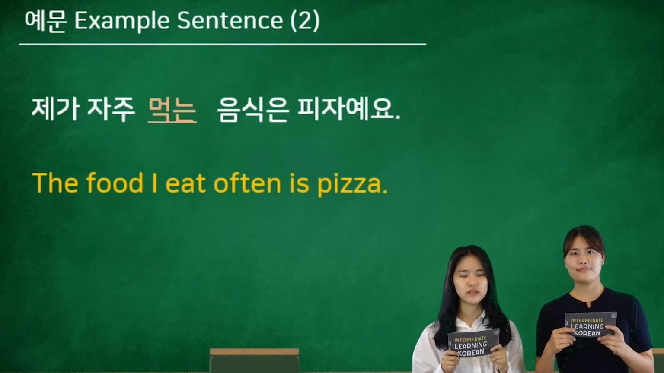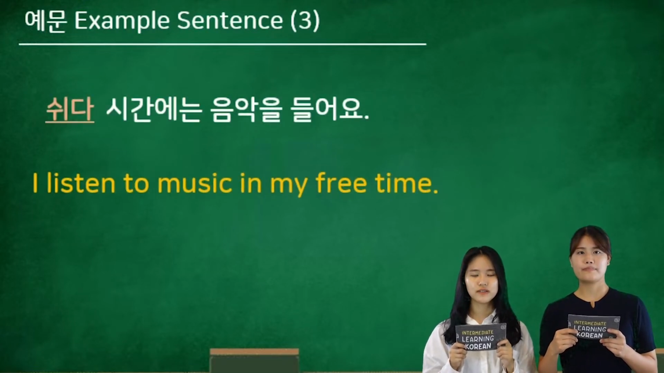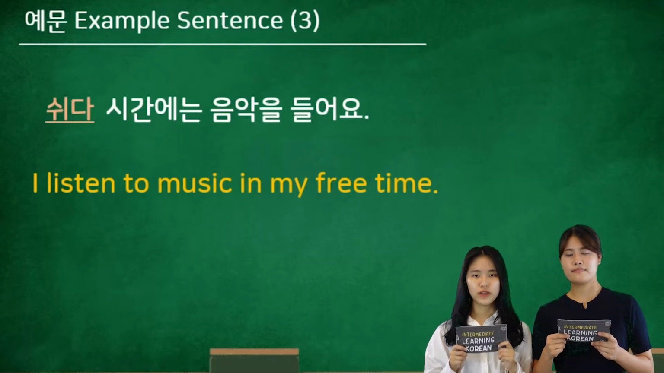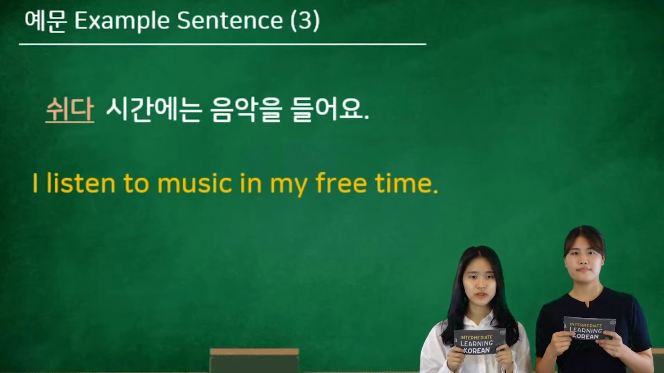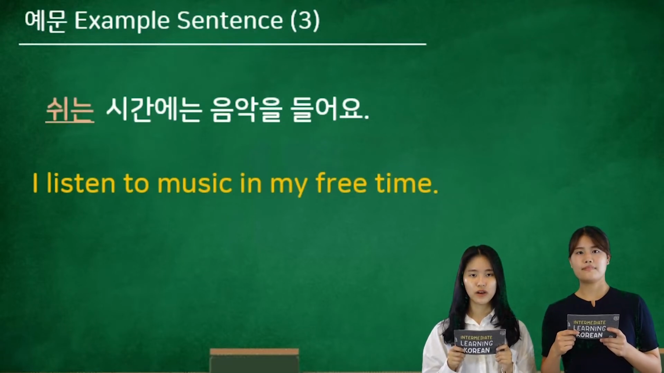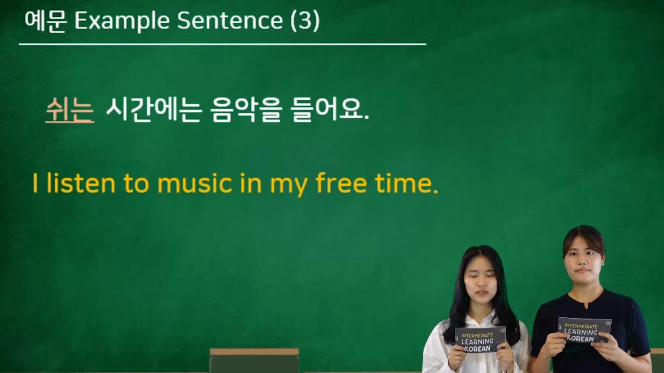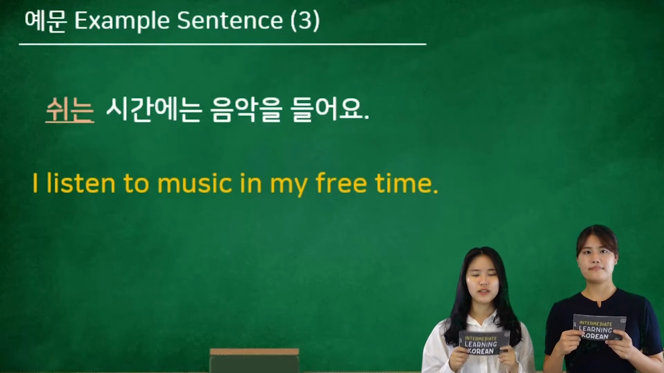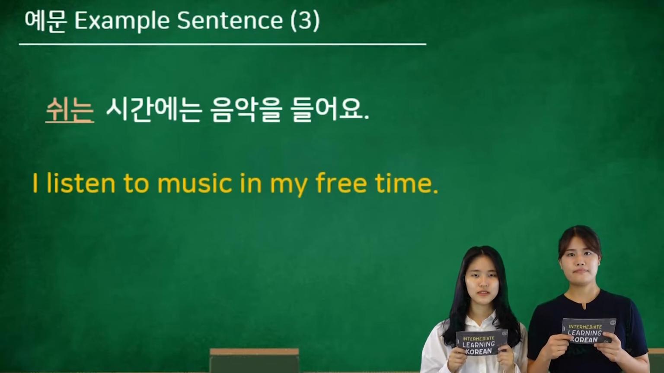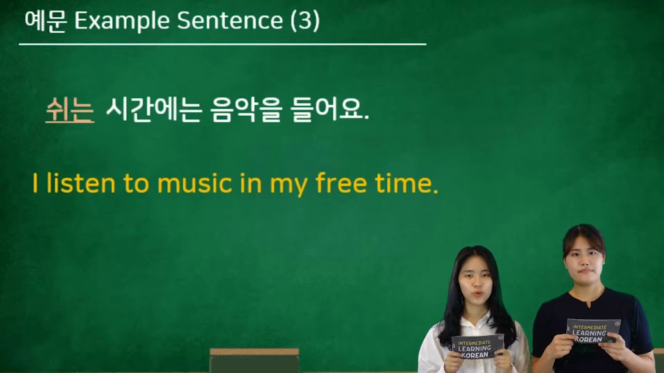Yes, this is the third example sentence. 쉬다 시간에는 음악을 들어요. If you look at this sentence, you can delete 다 from the verb 쉬다. Then you see that there is no final consonant in the stem of the verb. Yes, then we can use 는 after it. So it becomes 쉬는 시간에는 음악을 들어요. Repeat after me. 쉬는 시간에는 음악을 들어요.